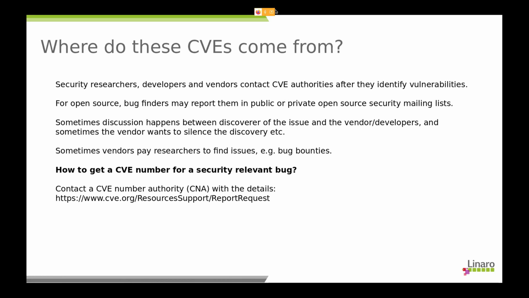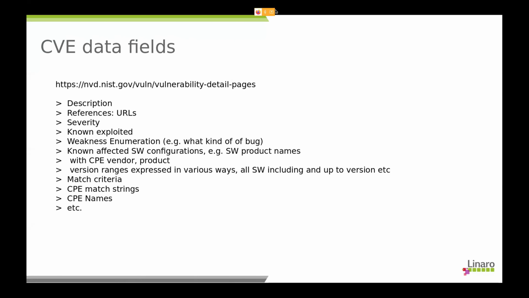And basically, to get a CVE number for a security relevant bug, you just contact one of the many CVE number authorities, and there's a URL where you can get to those details. Yeah, then the data fields of a CVE security bug. You have a description, and you have reference URLs, usually to Git repositories or mailing list entries or bug reports. You have the severity, and the detail whether this is known to be exploited in the field, whether there's a virus or someone actively attacking systems with it.